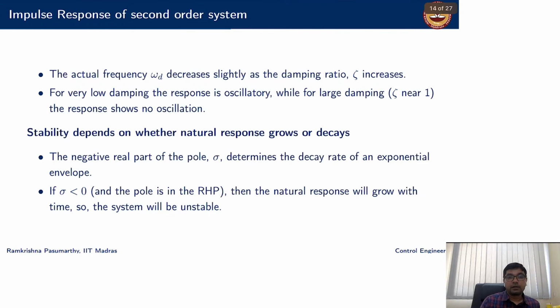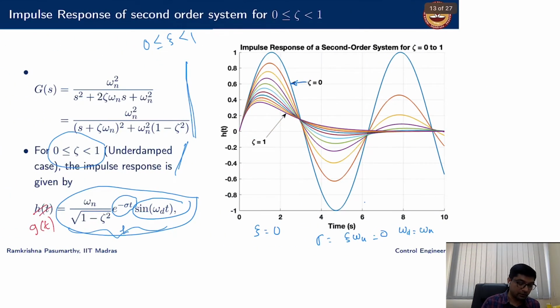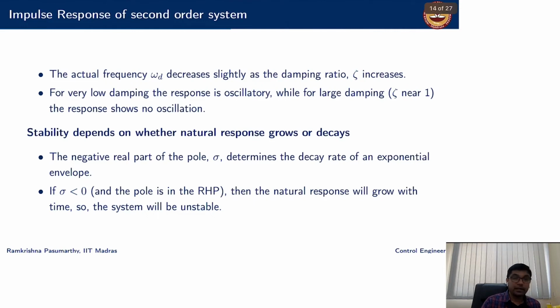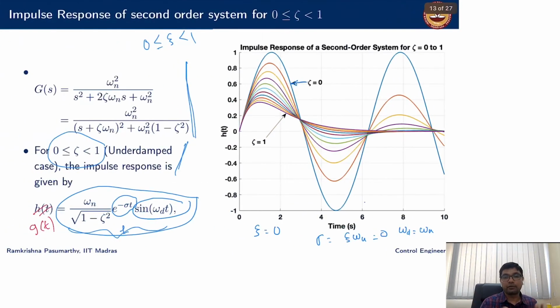Okay, a little more detail. The actual frequency decreases slightly as the damping ratio increases. You can see from these plots how the frequencies also change. For very low damping, the response is quite oscillatory, whereas for very large damping, the oscillations try to die down. When I start from zeta equal to 0, I just keep oscillating. I keep on increasing zeta. This is a damping ratio, this is not the actual resistance. As zeta reaches 1, the oscillations show some sign of dying down. And then for zeta equal to 1 or greater than 1, there will be no oscillations.